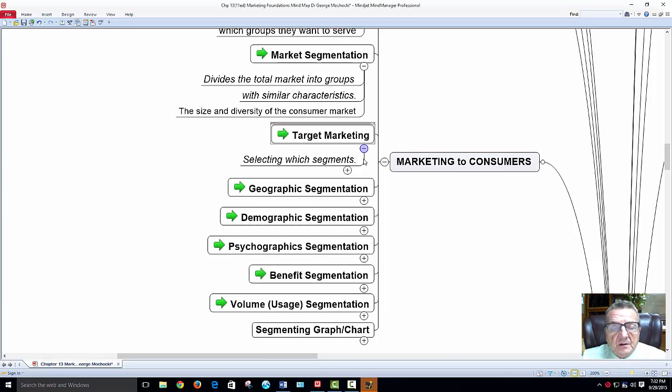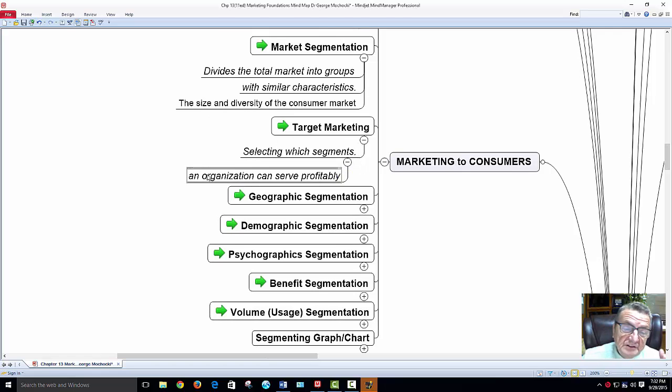Okay, now target marketing is selecting which segments an organization can serve profitably, even for nonprofit. Which one's going to pay or give me some cash inflows so I could make my product and pay and reward my shareholders, not stakeholders, shareholders, for investing in my organization or my business.